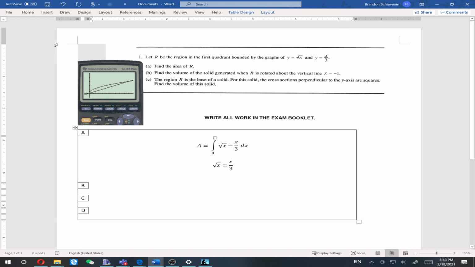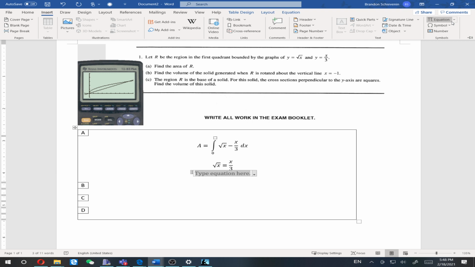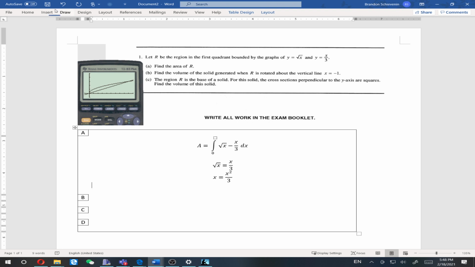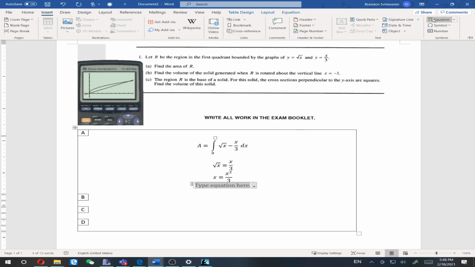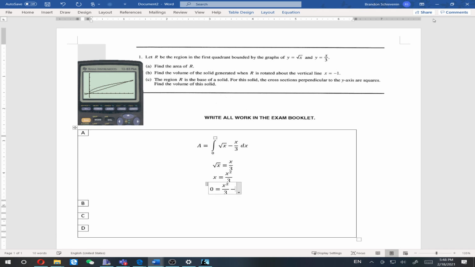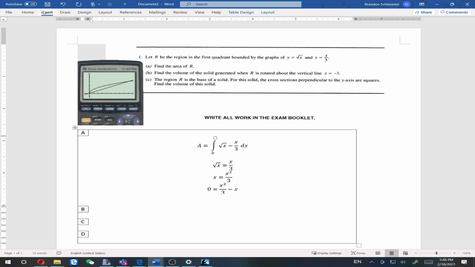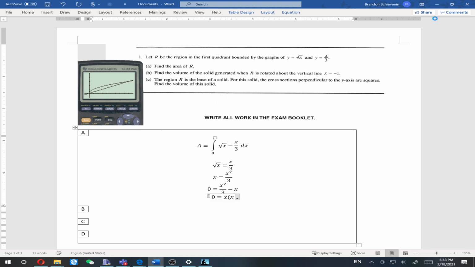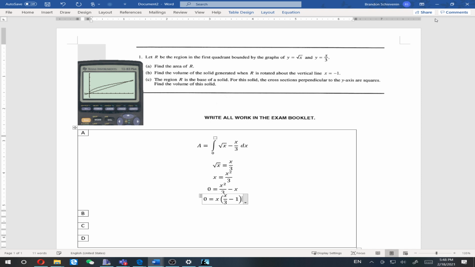Okay, so if I square both sides right now, this is x equals x squared over 3. And then if I subtract x from both sides, I'll get 0 is equal to x squared over 3 minus x. If I factor out an x, I'll end up with this. Okay, so what are the two x values that will make this work? 0 and 2.